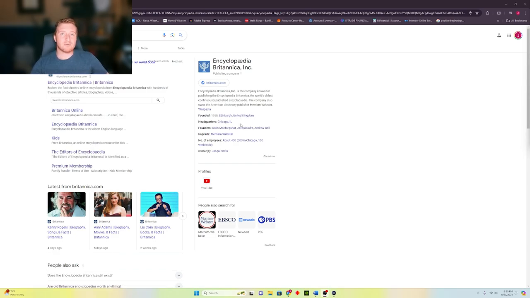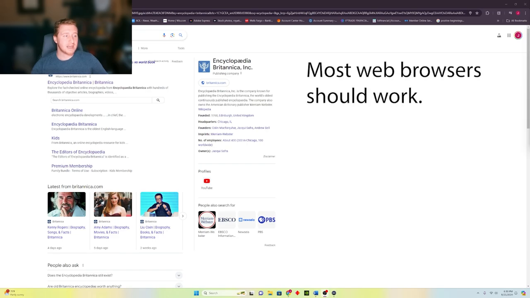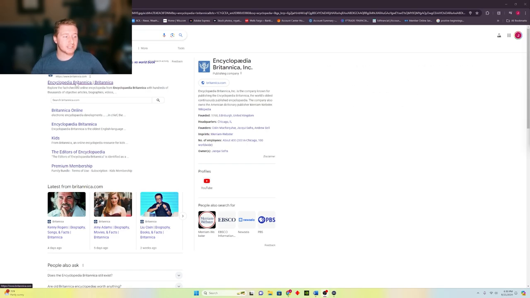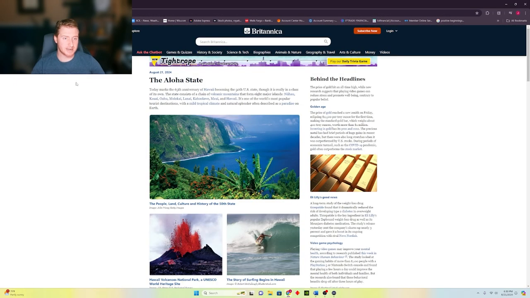But basically, when you navigate for the first time, you want to type in Encyclopedia Britannica, and then right here we have the first link you want to click on. So let's click on it. Now this is what the interface looks like.